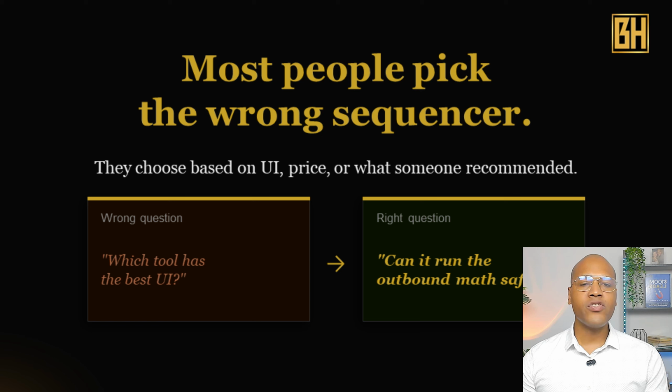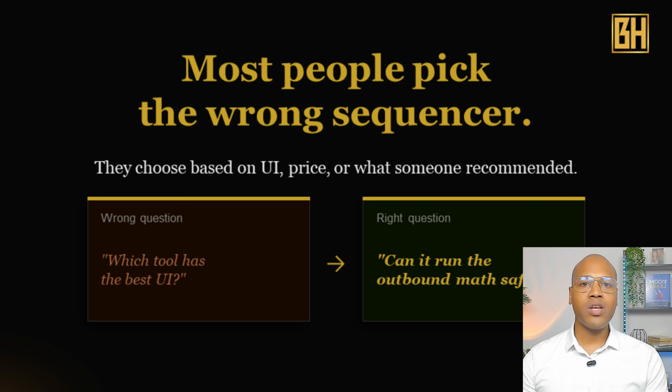I have built outbound systems from scratch, managed hundreds of inboxes across dozens of clients, and tracked the math all the way from first send to pipeline. So when I tell you most people pick their sequencer completely wrong, I'm not guessing. They pick based on UI, they pick because it's cheap, they pick because someone in a Facebook group said it's what they use. None of that tells you whether the tool can actually run the system you need.